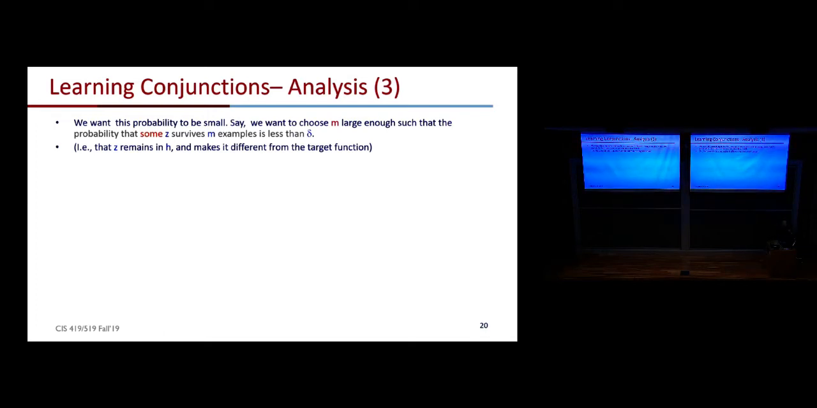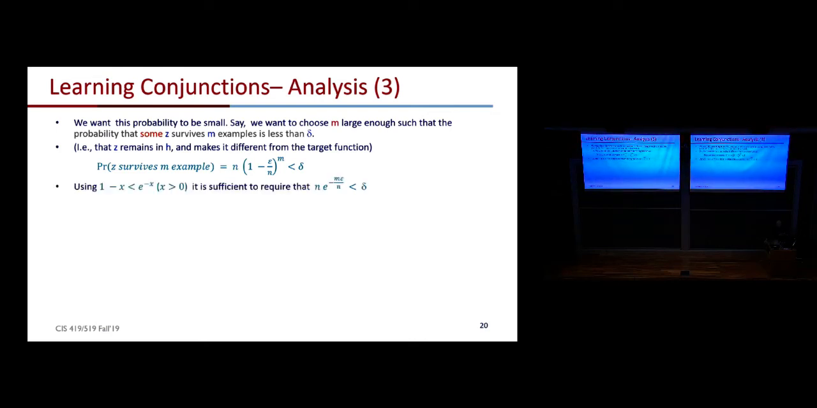So basically, that's what I want. I want the probability that z survives m examples, was not eliminated in any of them, to be less than delta. And now what I need to do is isolate m from this expression, and this will tell us how many examples we want to see so that this will happen. So I'm going to use some inequality here. It's always the case that 1 minus x is less than e to the minus x. If you want to convince yourself, you can write the Taylor expansion of e to the minus x. You've all seen that.